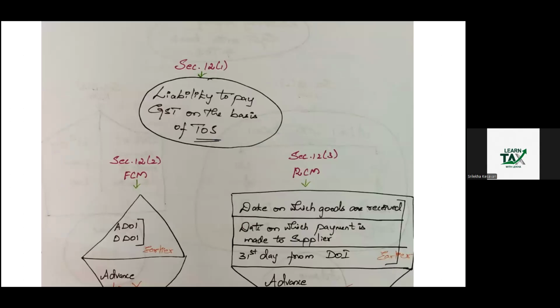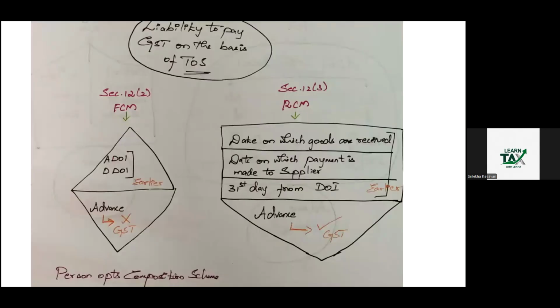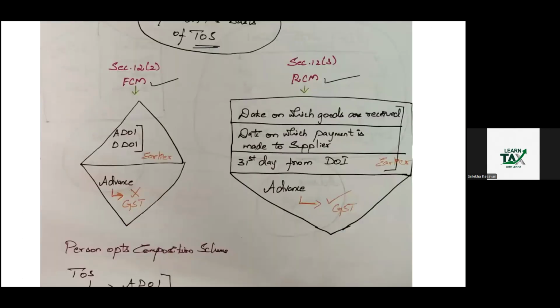Here there are two things, forward charge mechanism and reverse charge mechanism. Two simple points, FCM and RCM. FCM is 12(2) and RCM is 12 subsection 3. In case of FCM, the actual date of invoice or the due date of invoice, whichever is earlier.